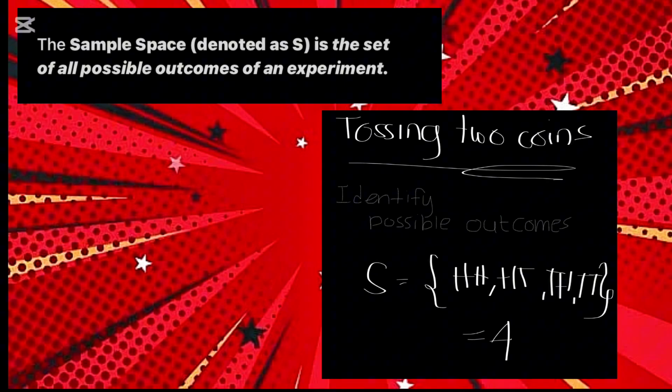First, you write S, which stands for sample space, equals, and before you put the possible outcomes, you first put braces, or brackets in short. S equals braces, then two heads, one head and one tail, one tail and one head, and two tails. Then close the outcomes with another bracket. So the total number of possible outcomes is 4.